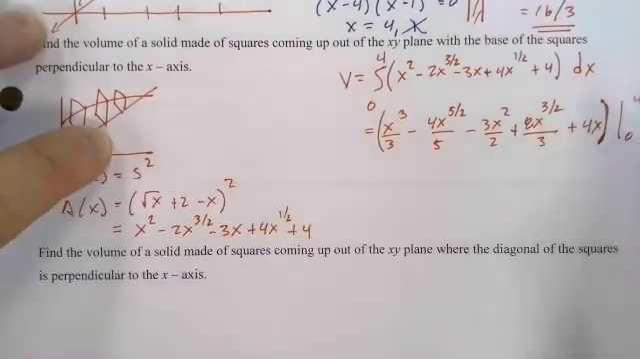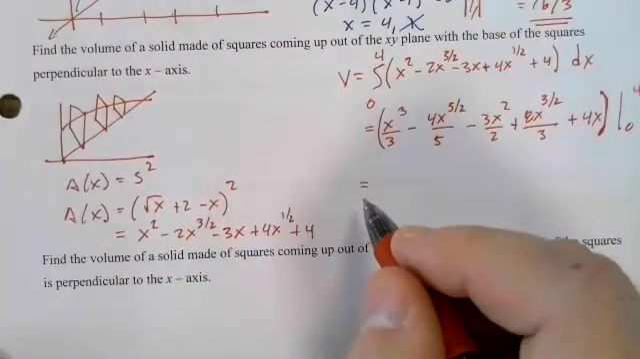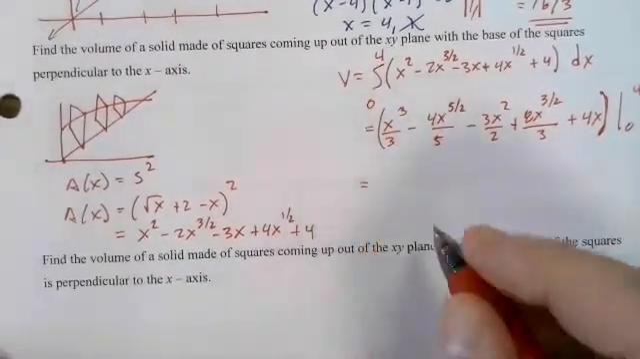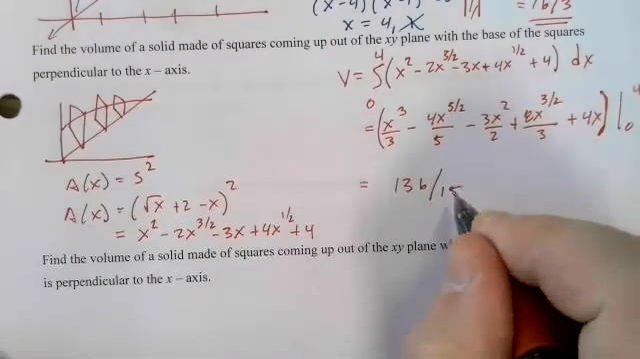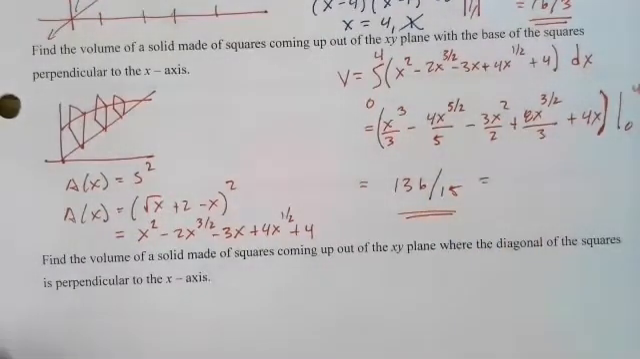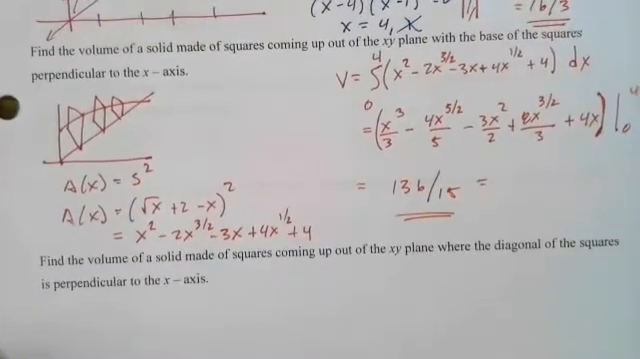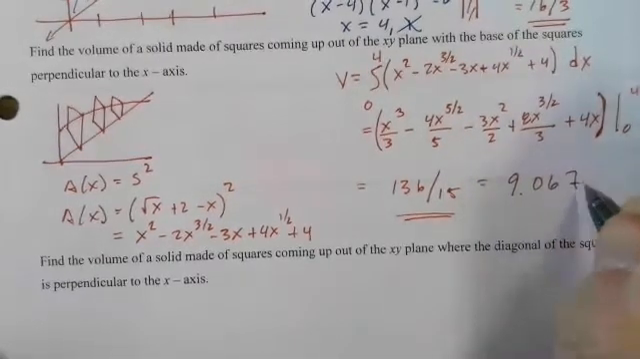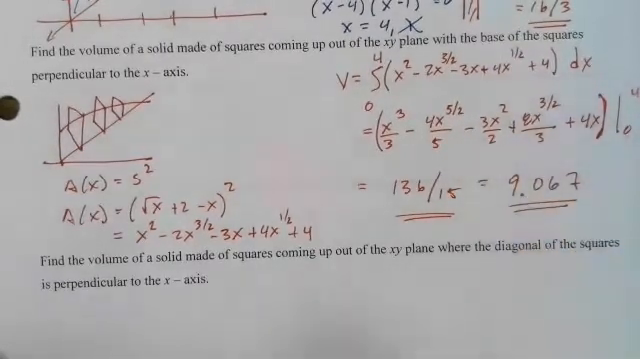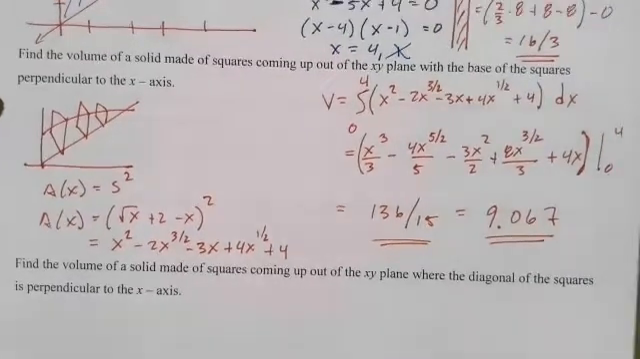Zero to 4, all the zeros drop out, and we get a big ugly number. Should get 136 over 15, or if you were to reduce that to a decimal, 9.067. Reminder, we go to 3 decimal places in AP Calc, because that's what they're going to do on the test. Check it with a calculator. That's what I would do.